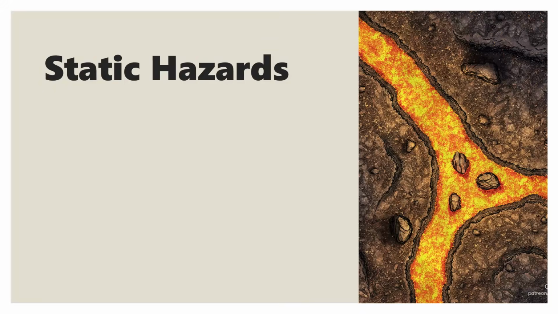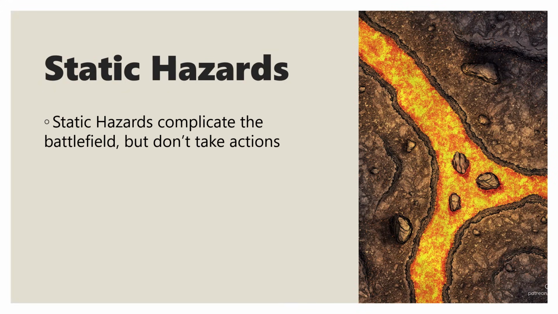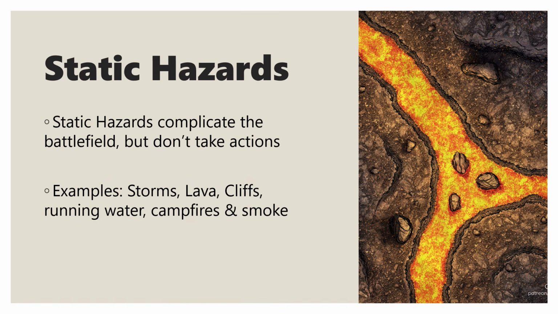I like to divide hazards into static and active hazards. Static hazards complicate the battlefield, but they aren't really seen as combatants. They're just background, but they're dangerous background, like this map that you see here with a river of lava. Some other examples would include storms, cliffs, running water, campfires. I mean, a campfire is always something that you could push somebody into, and smoke, which can obscure vision and maybe even create coughing, choking.